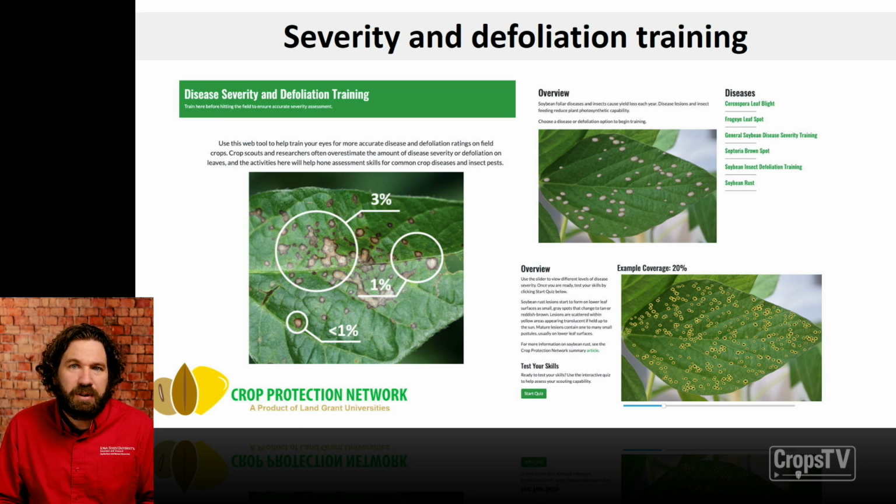You can actually do a quiz and quiz yourself. There's about 10 leaves that will come up with different severities, and you can do that as many times as you want. So again, just another tool that's in there for helping with scouting and making sure we're all on the same page as far as severity goes.